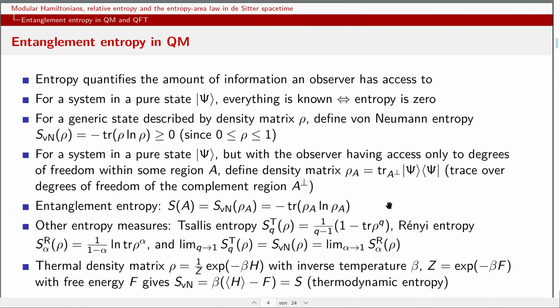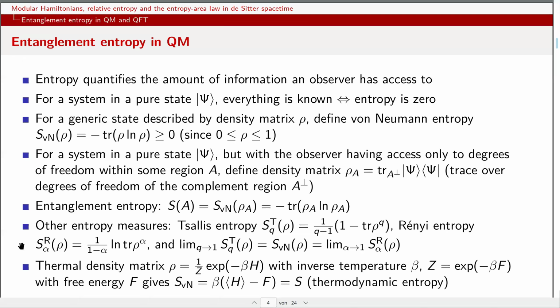This is not the only entropy measure. There are other ones like the Tsallis entropy, which depends on the parameter q. So it's 1 over q minus 1 times 1 minus the trace of rho to the q. There's the Rényi entropy, which is 1 over 1 minus alpha log of the trace of rho to the alpha. The nice thing is that in the limit where these parameters go to 1, either the q for the Tsallis entropy or the alpha for the Rényi entropy, they both reduce to the von Neumann entropy. So in a sense, this is the most basic entropy measure.